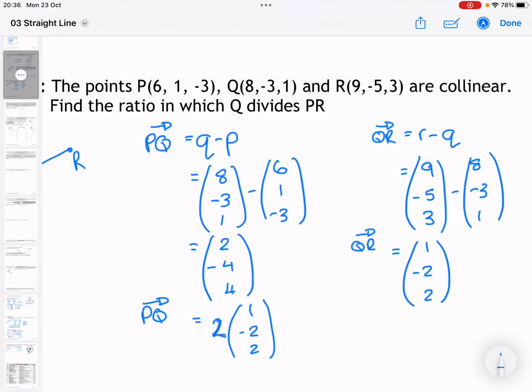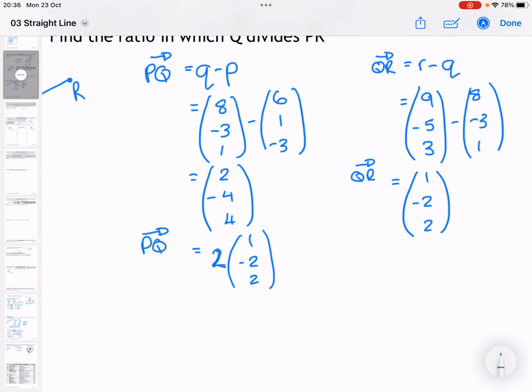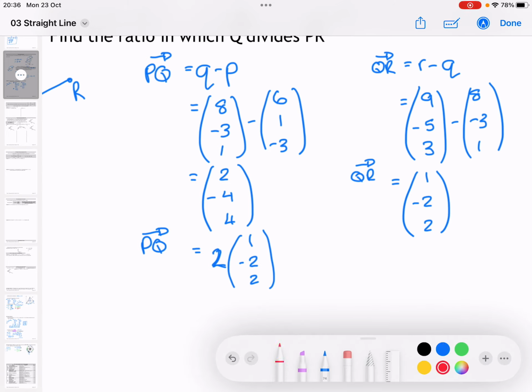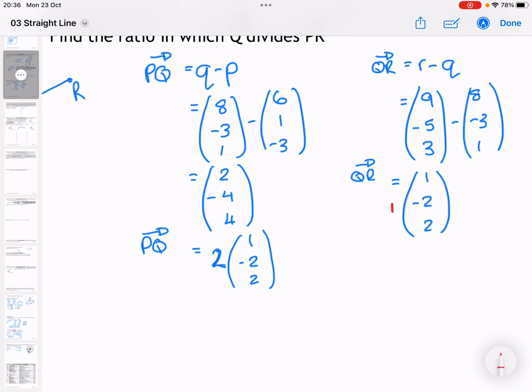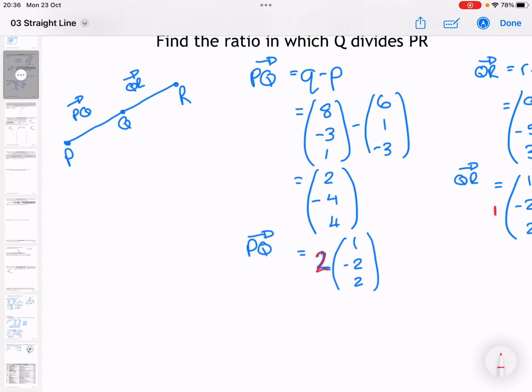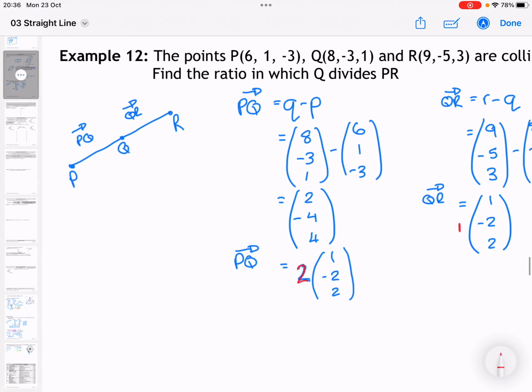So that's telling me that PQ is 2 lots of QR. Okay, so essentially my common factor here is 1. So I've got 1 on that side, I've got 2 on this side. So that's then telling me on my diagram that PQ is twice the size of QR. So there's 2 in that one, 1 in that. That becomes my ratio. Okay?